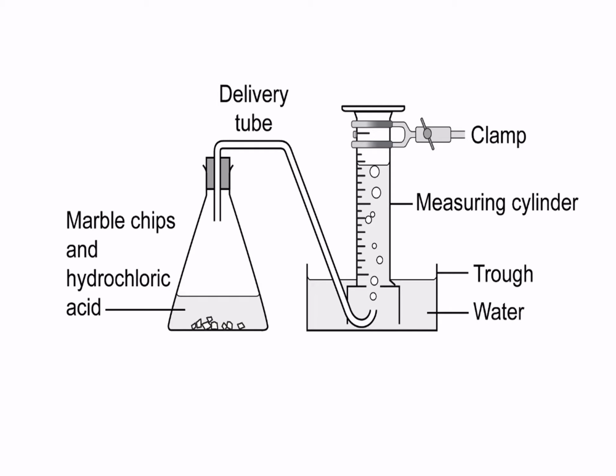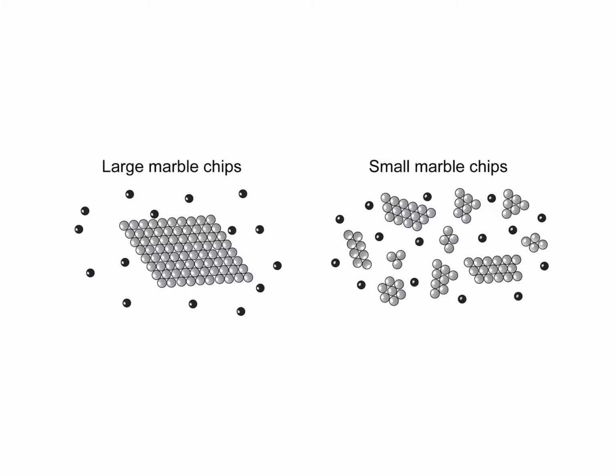We'd try it with marble chips, which are large chips. We could try it with medium-sized chips and we could try it with powder. Why would the powder react faster? Well, because it's got smaller pieces, it'd have a larger surface area to volume ratio. But we'd prove that in an experiment. And here again is a picture. We've got the larger chips and the small chips. The small chips have been crushed up. They don't have more particles, but there are more particles exposed.